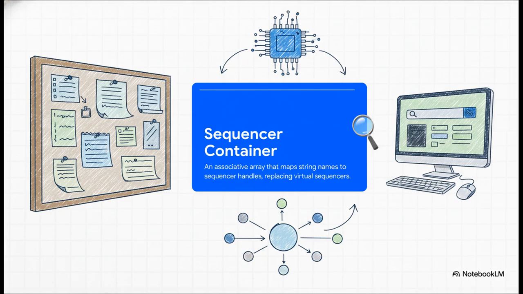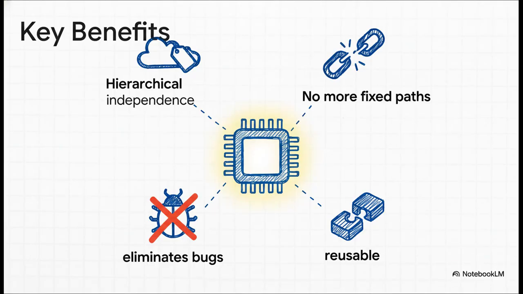It's a new kind of data structure that works like a central registry. So instead of that old messy bulletin board, it's like a modern, searchable company directory on your computer. You don't care where someone's desk is, you just type in their name, hit enter, and you're connected. It's that simple. The benefits were huge, and they were immediate.